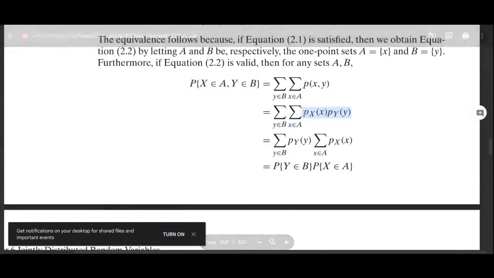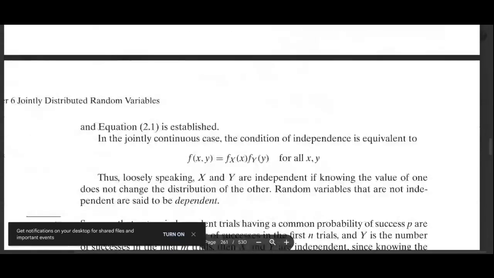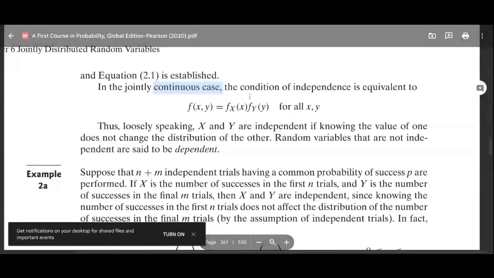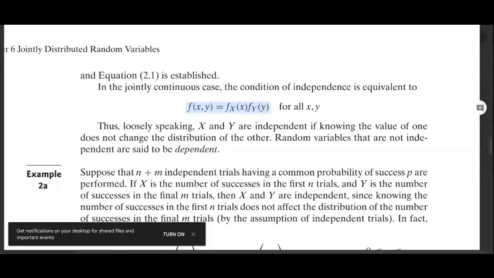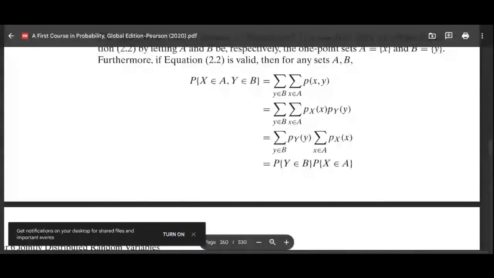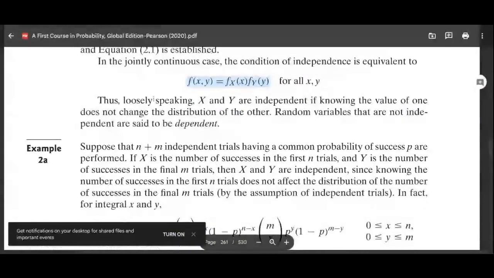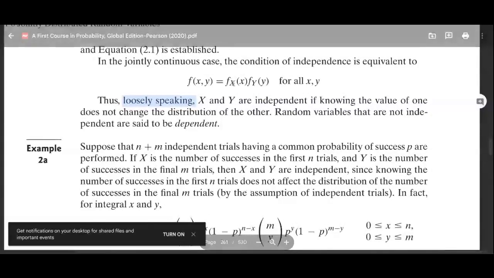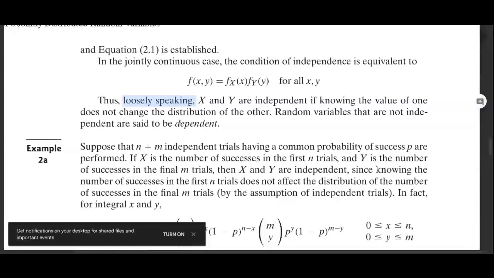Because they're independent, the key is from this step to this step. Because they're independent, we can split the two summation signs. So that's for discrete. In the continuous case, the condition of independence is equivalent to the density function presentation. So basically we have different kinds of presentations. Loosely speaking, X and Y are independent if knowing the value of one does not change the distribution of the other. They have no effect on each other. Random variables that are not independent are said to be dependent.